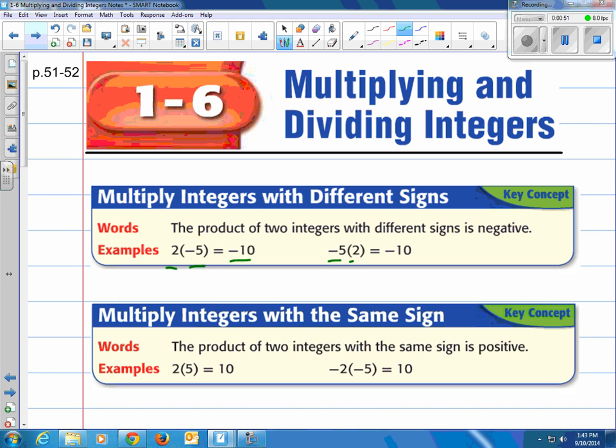Same with negative 5 times 2, that would be a negative times a positive. It still equals negative 10. Multiplication is commutative, so you can switch it and you'll still have the same answer. Take a look at the second one.